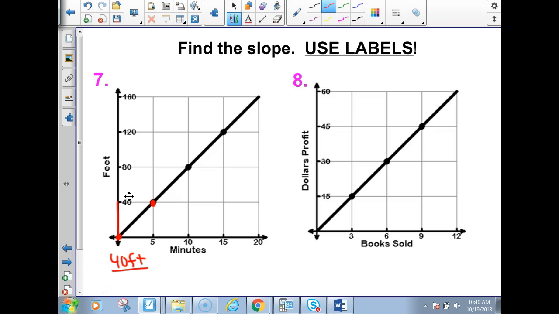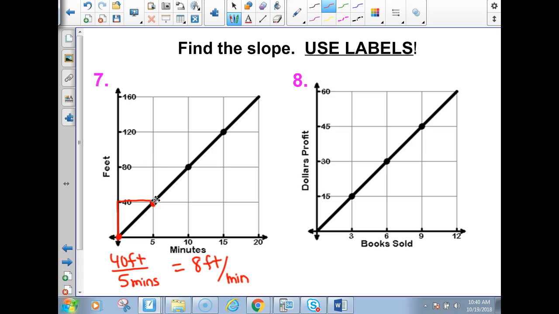You're going up 40 feet, and then you're going right for how long? 5 minutes. So these need labels. Now, you can simplify these. So you divide 40 by 5, and that gives you 8 feet per 1 minute, or just minutes. You don't have to write the 1. But you have to have a full label.